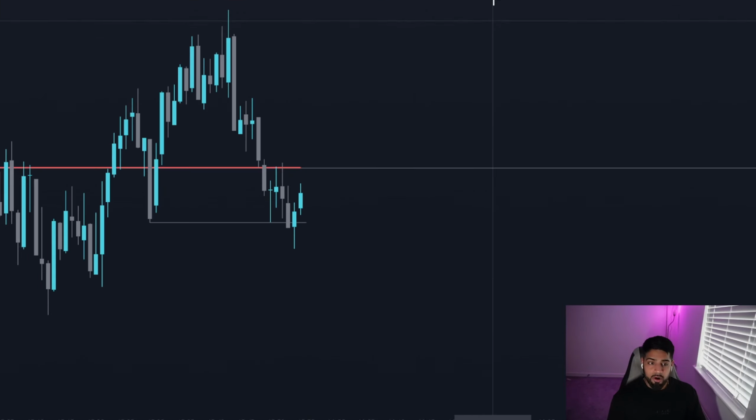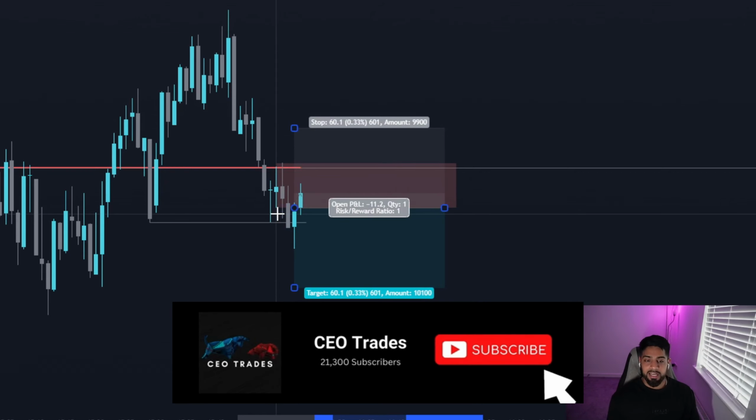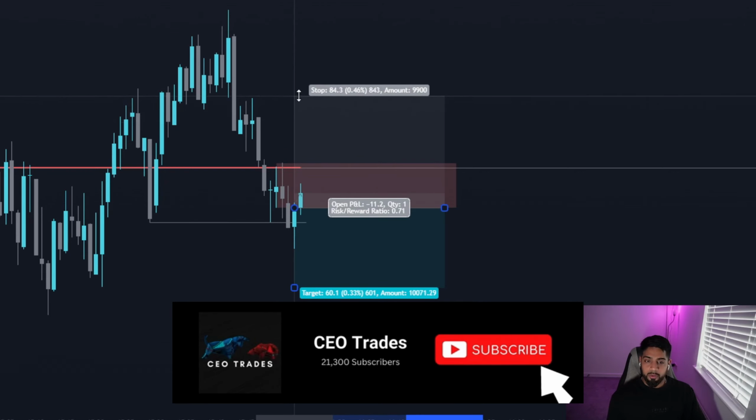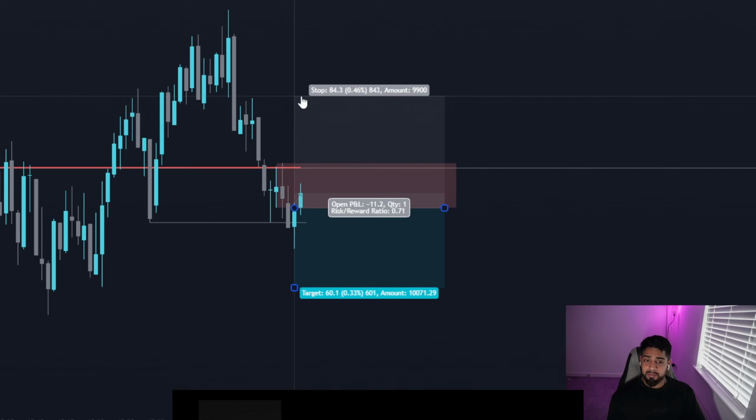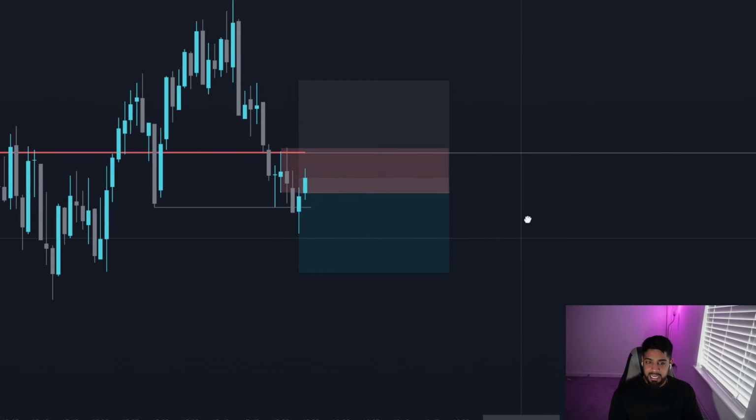So now that we've got that market structure shift, we're then going to identify the order block or the fair value gap which gave us that market structure shift. As you can see right here, we've got this beautiful order block which then gave us that market structure shift to the downside. So we're going to take our entry at the open of that order block. We're going to put our stop loss just above that high, because if we break above this high, we've essentially invalidated this entire trend and we are no longer bearish, and then we flip back to bullish. That means we should be getting out of that trade ASAP.